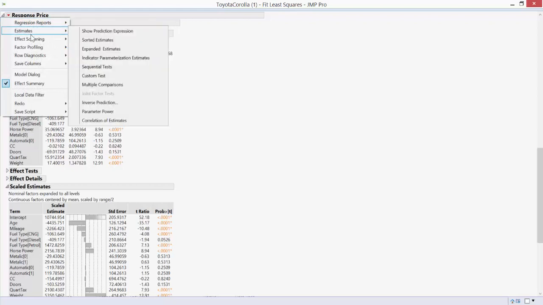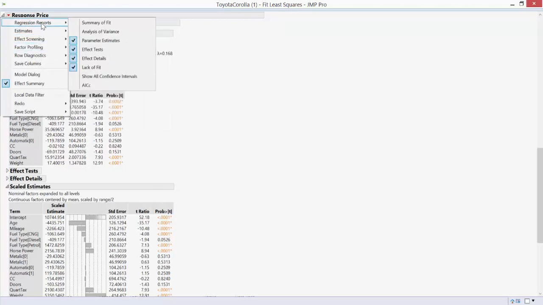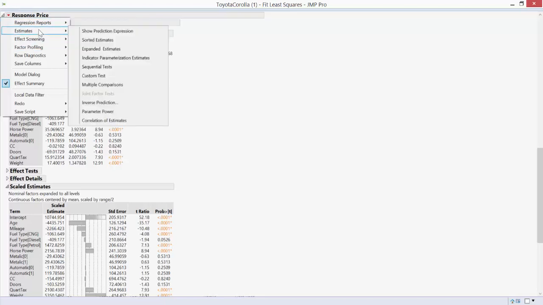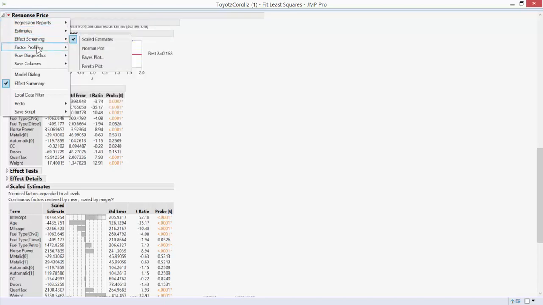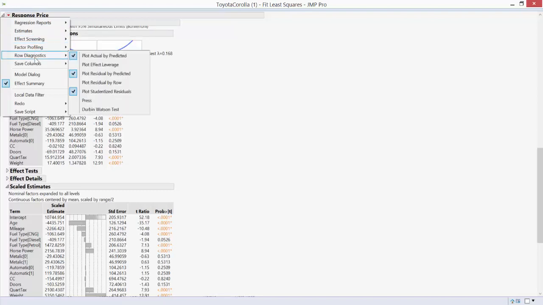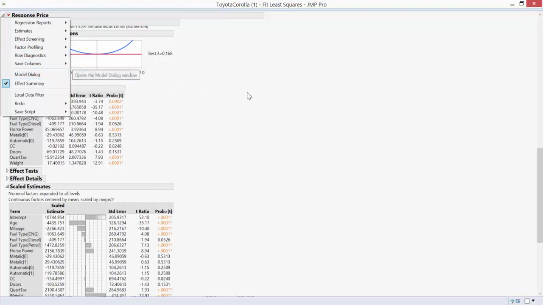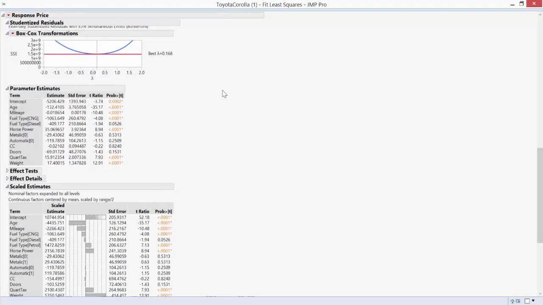Regression analysis, regression reports. There should be an option that says show me the equation, right? Row diagnostics. No, it doesn't do that. Okay, or at least I can. Where is it?